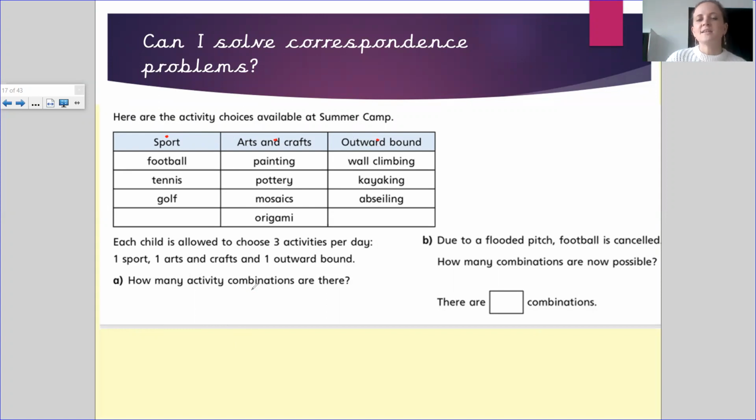Once you've completed that, it says, due to a flooded pitch, football is cancelled. How many combinations are there now? And then you would tell me a total for that. So there's 2 totals. So pause the video now and work out your answers for me, please.